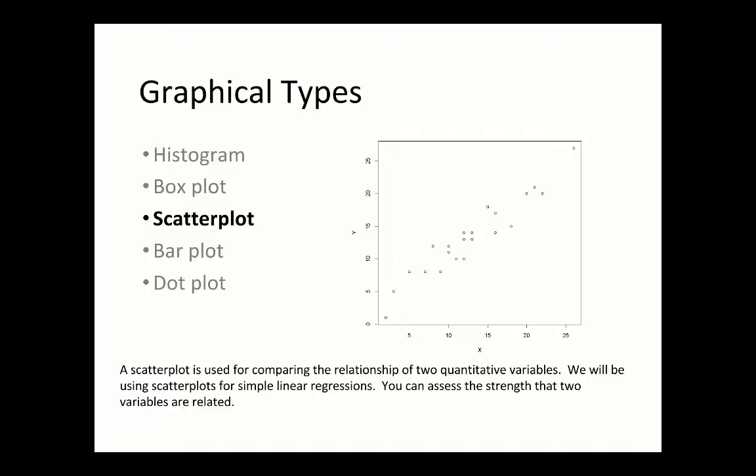Now, the statistic that represents the strength of relationship for the best fit line, or between the two quantitative variables, is known as the r-squared value, which can range from 0 to 1. And the strength of the relationship between the two quantitative variables is said to be stronger the closer that r-squared value is to 1.